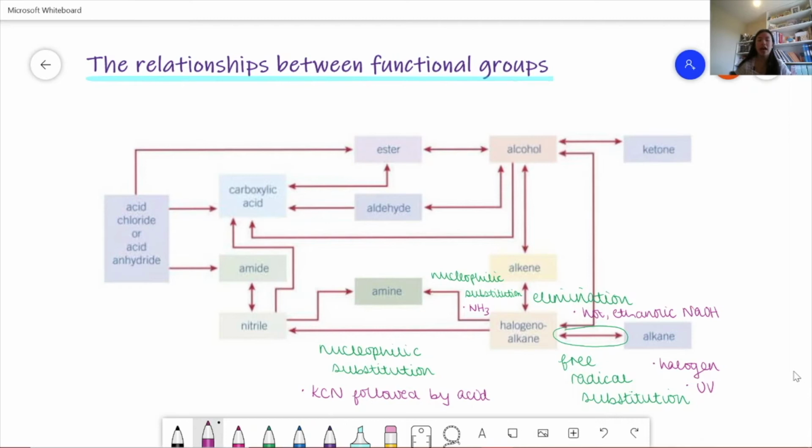And now we're going to look at an alkene to an alcohol. So this reaction is a hydration reaction. And we have to add some water. And we would also need the presence of a strong H+ catalyst. So we would need an acid catalyst.